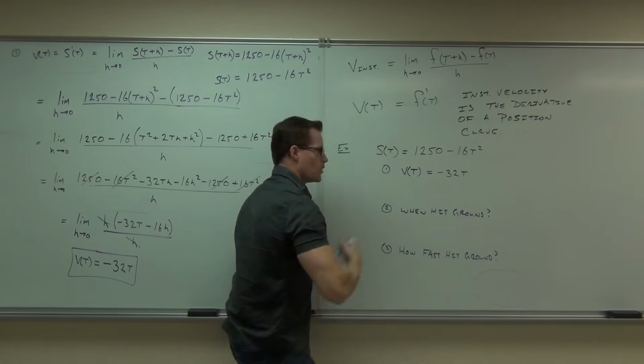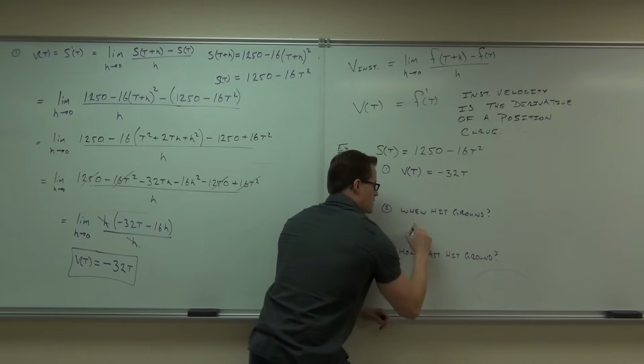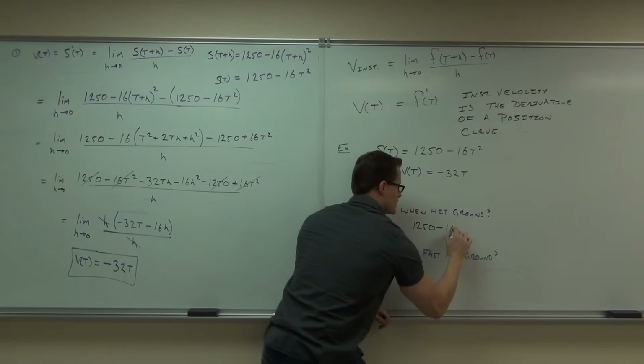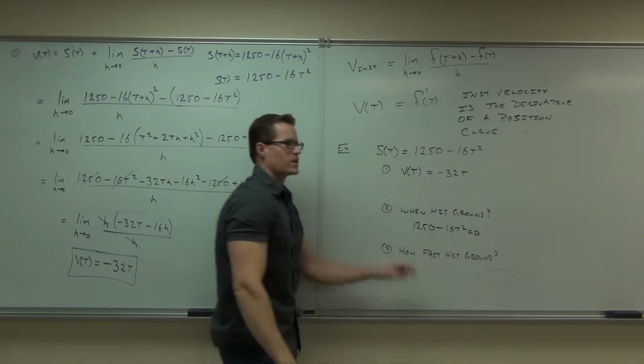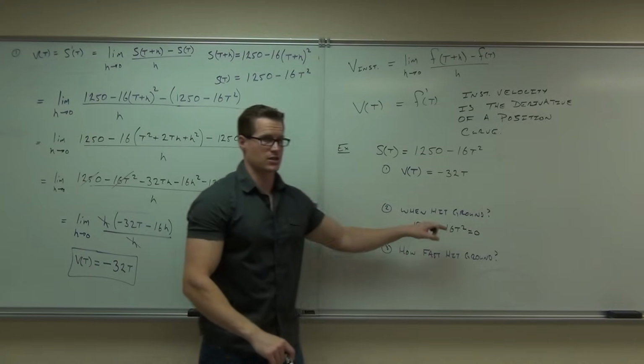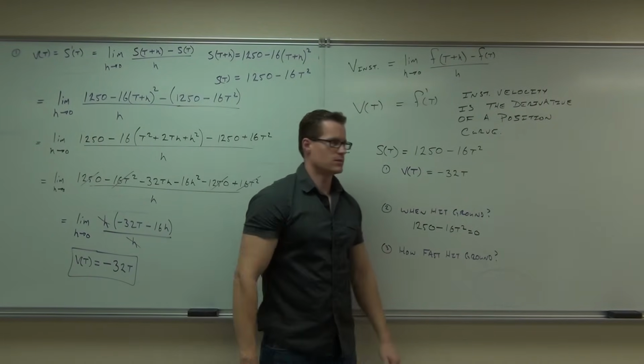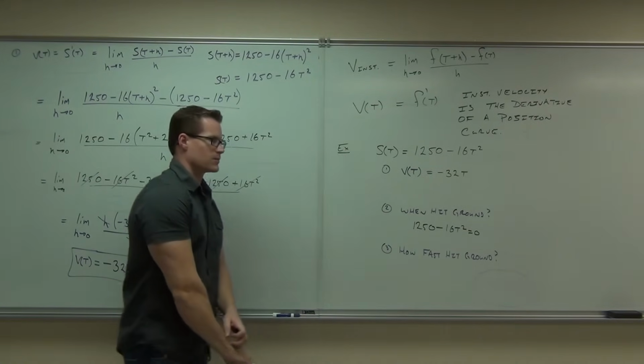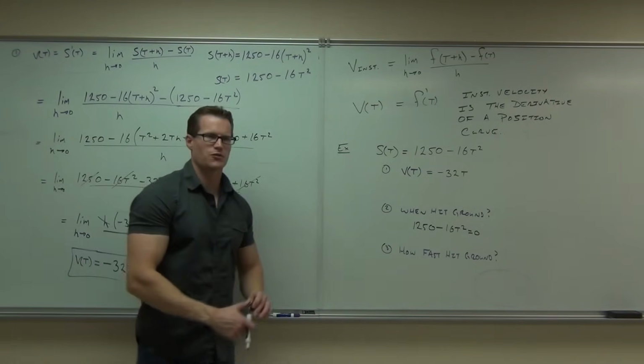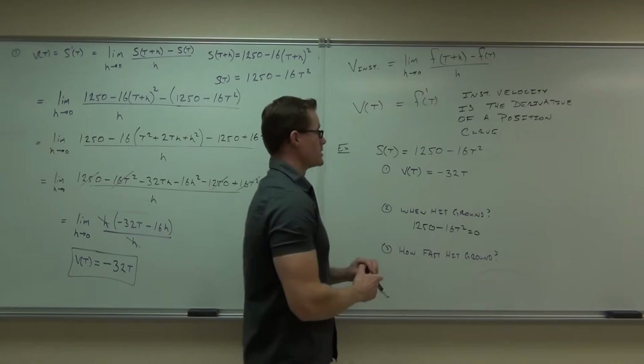You want to find out, well, when's it going to hit the ground? When does 1250 minus 16t squared equal 0? When's the height equal 0? That's what you're asking here. Do you see that that's the height, right? When's the height equal 0? Find that one out. Oh, come on, you got this. Solve for t. Solve for t.